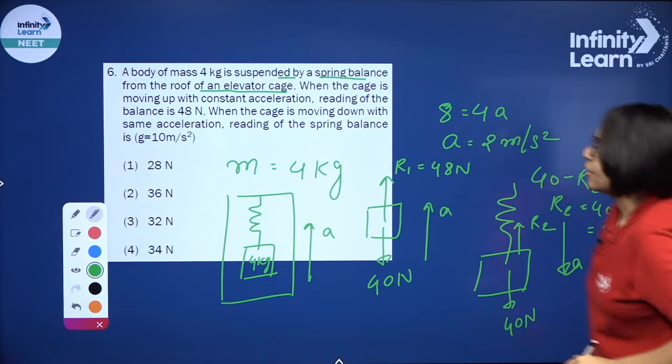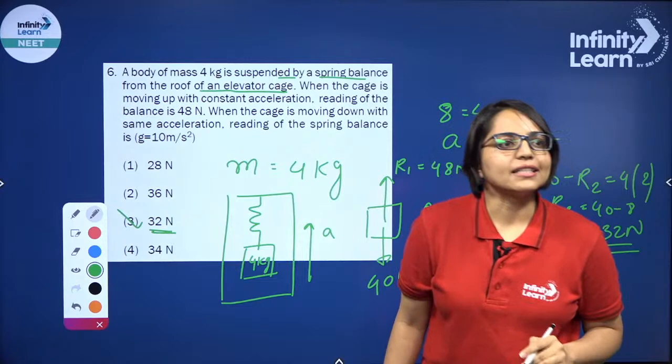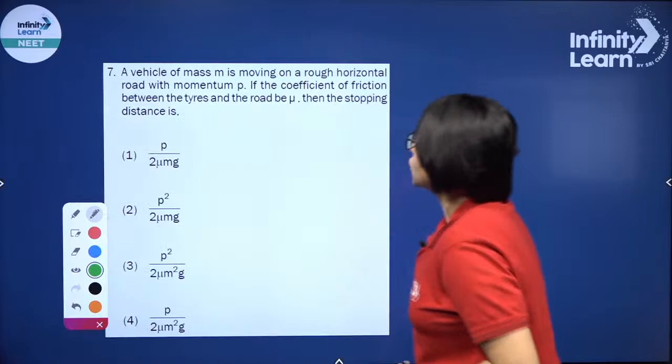Fine. So R2 will be 40 minus 8, that is equal to 32 newton, right? So I hope you guys are getting the same answer. 32 newton, option 3 is correct. Well done, bachcho. Aage badhte hain. Next question, question number 7.